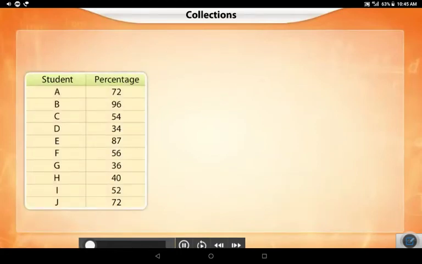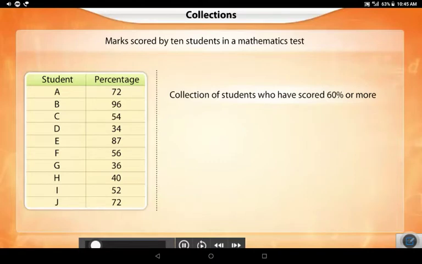Consider the given table. The table depicts the percentage of marks obtained by 10 students in a recently conducted mathematics test. Say we want to identify a collection of students who have scored 60% or more in this test. On the basis of the given definition, we can see that the students A, B, E and J become a part of the said collection.